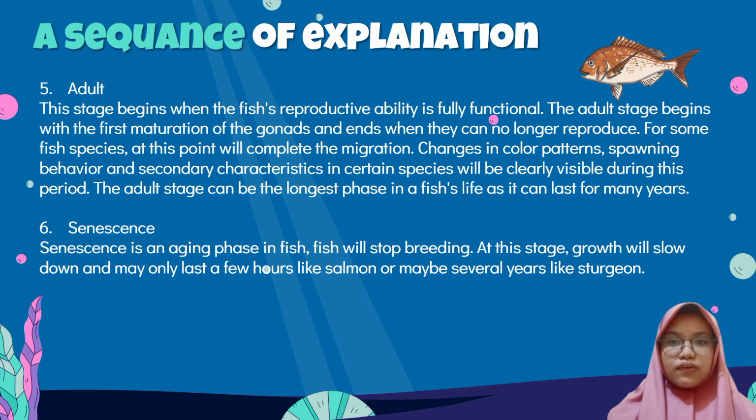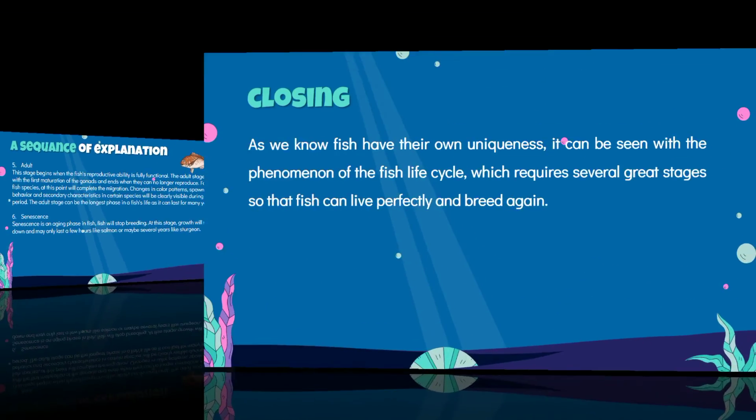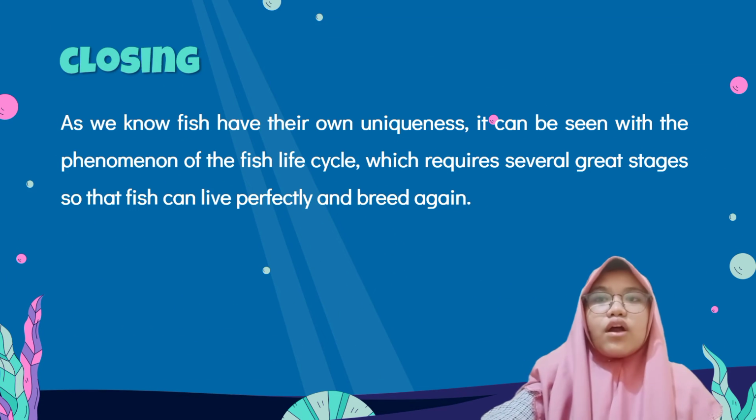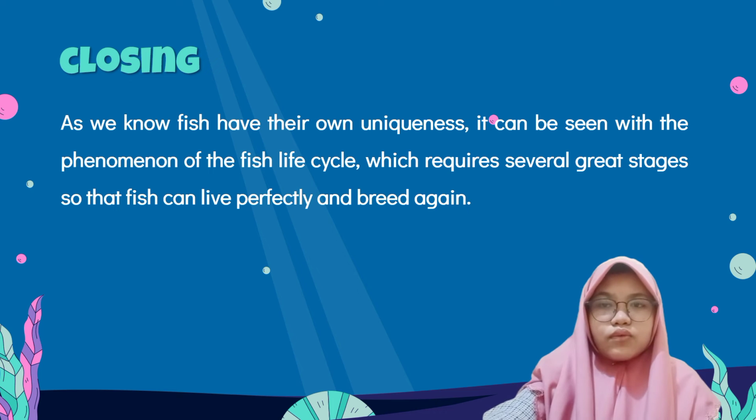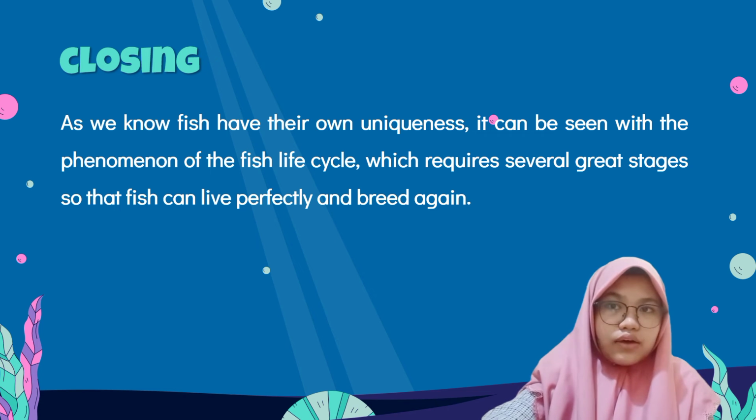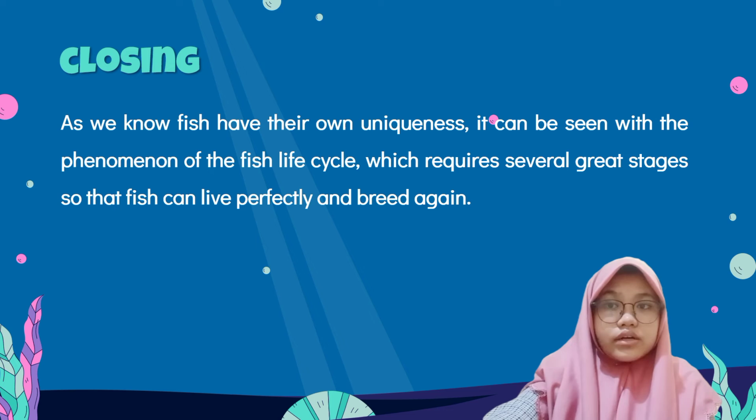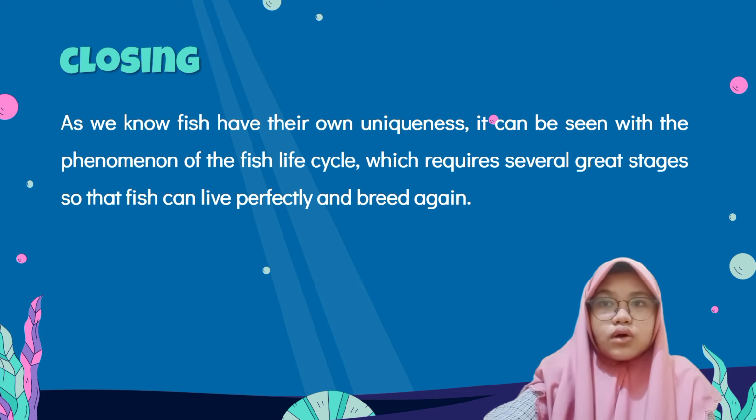The last stage of the fish life cycle is senescence. Senescence is an aging phase in fish. Fish will stop breeding. At this stage, growth will slow down, and it may last only a few hours like salmon or several years like sturgeon. As we know, fish have their own uniqueness. It can be seen in the phenomenon of the fish life cycle, which requires several great stages so that fish can live perfectly and breed again.